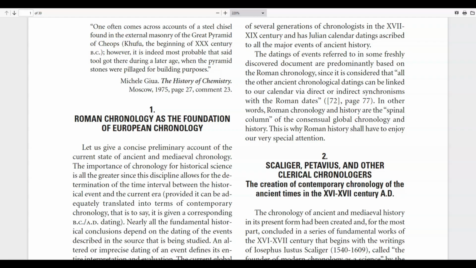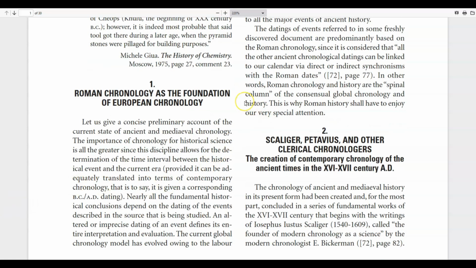Roman chronology as the foundation of European chronology. Here is a concise account of the current state of ancient and medieval chronology. The importance of chronology for historical science is all the more important as this discipline allows for the determination of the time interval between the historical event and the current era. That is, they can be translated into terms of contemporary chronology and given a BC or AD dating.